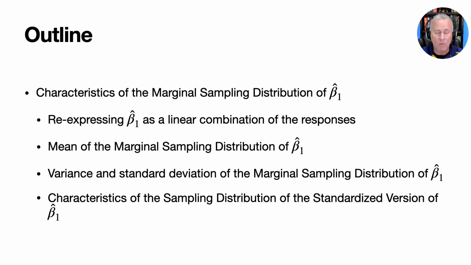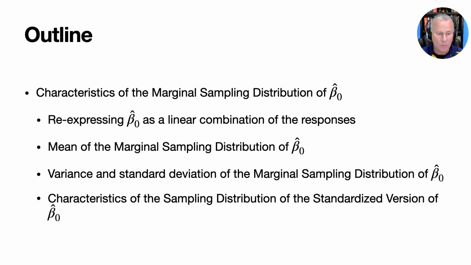So here's an outline of what we'll be looking at in this lecture. We'll first look at characteristics of the marginal sampling distribution of beta 1 hat. We'll see how to re-express beta 1 hat as a linear combination of the responses. Once we've done that, we'll be able to derive the mean of the marginal sampling distribution of beta 1 hat. We'll then derive formulas for the variance and standard deviation of the marginal sampling distribution of beta 1 hat. We'll then look at characteristics of the sampling distribution of the standardized version of beta 1 hat.